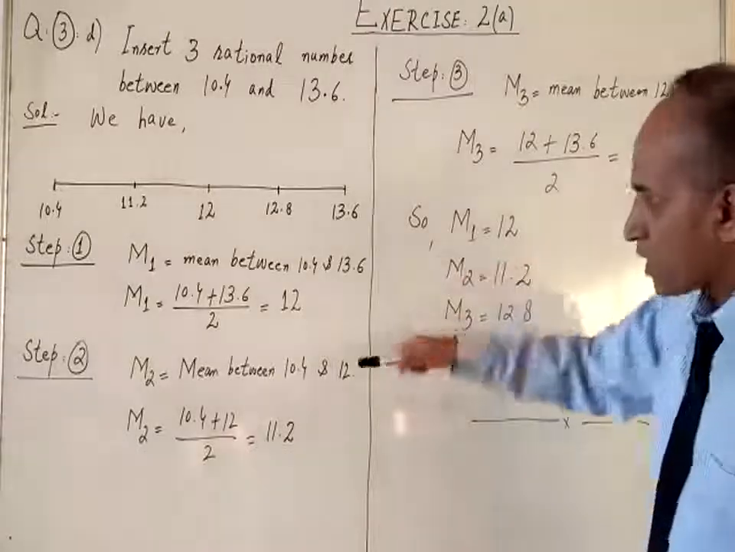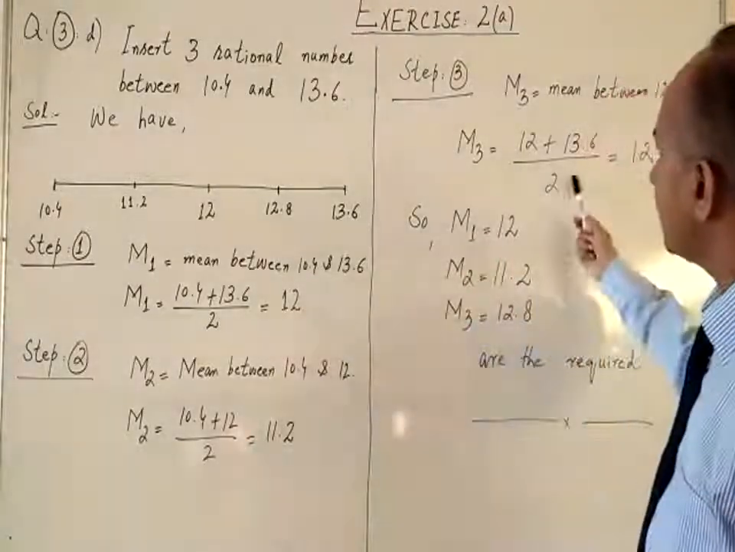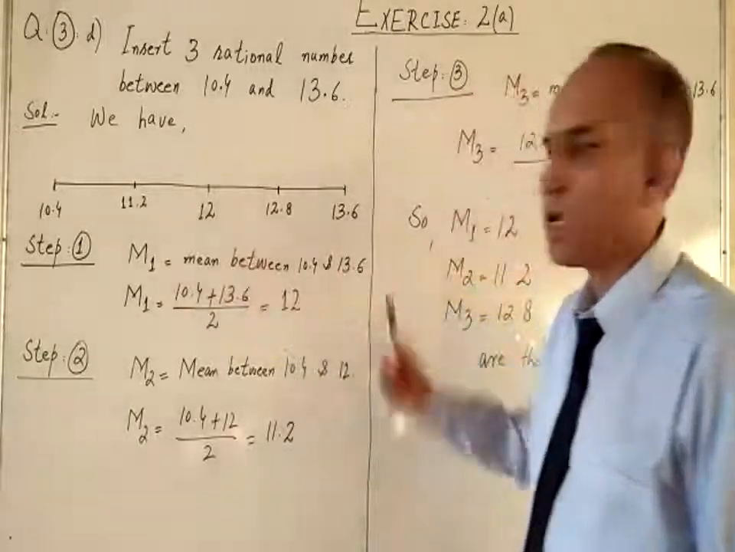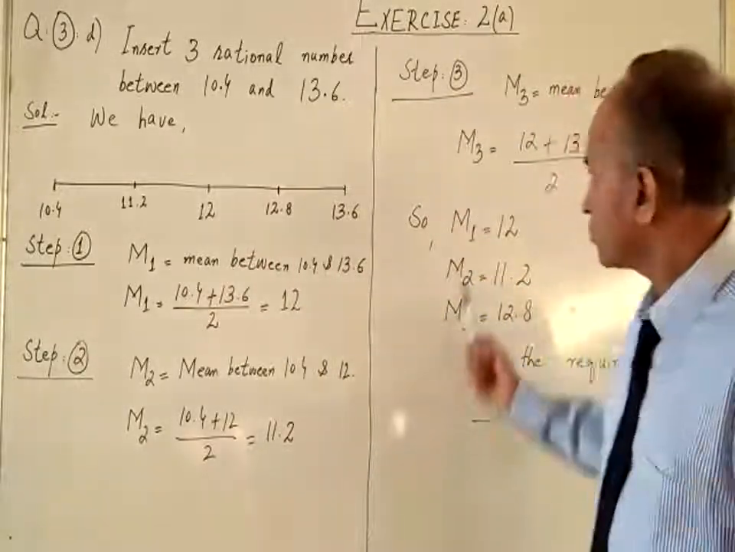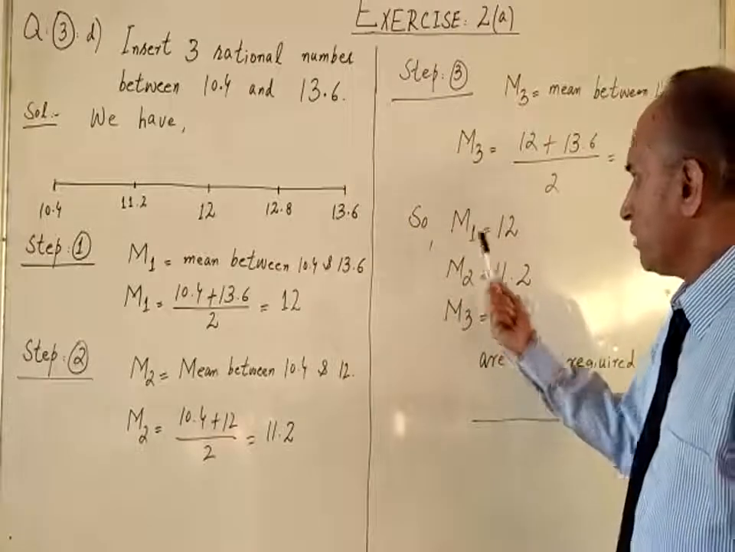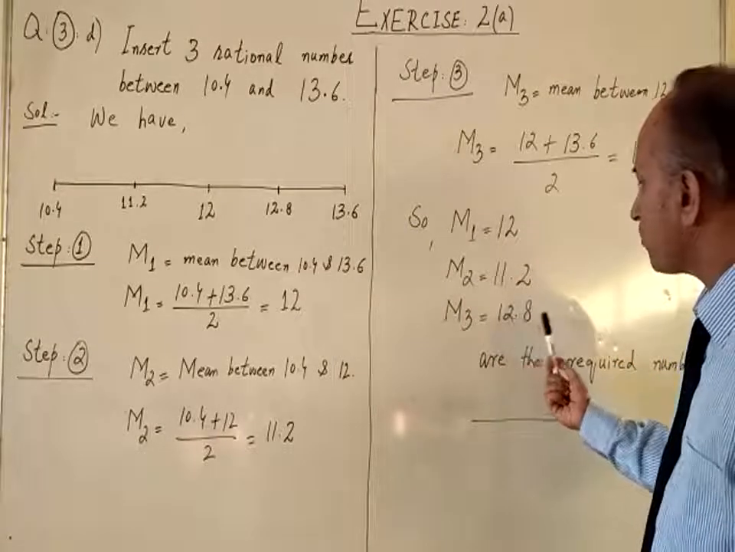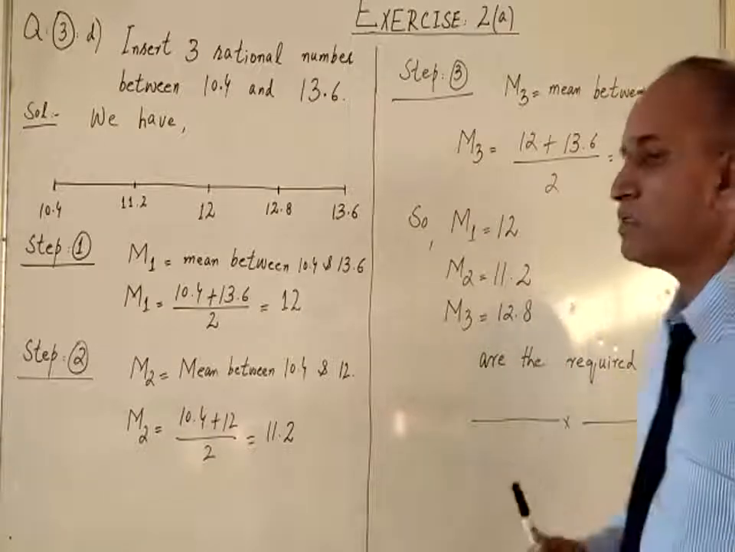So we have M1, M2 and M3, the three numbers in between 10.4 and 13.6. So we say that M1 is equal to 12 and M2 is 11.2 and M3 is 12.8. These are the required numbers.